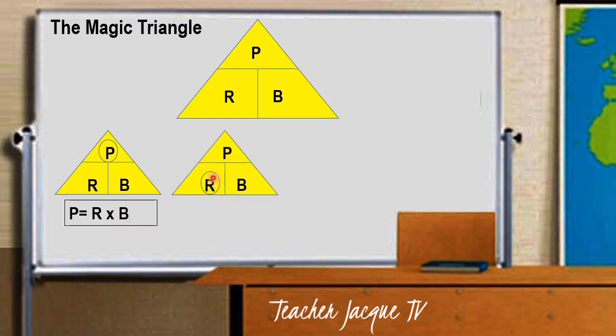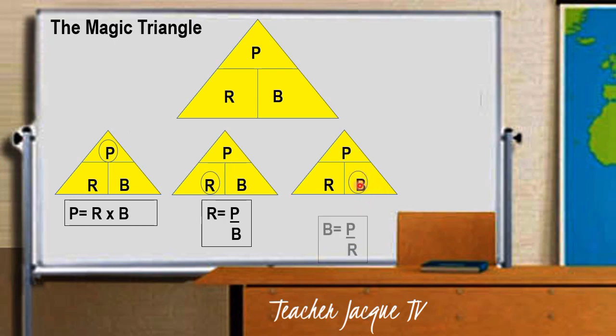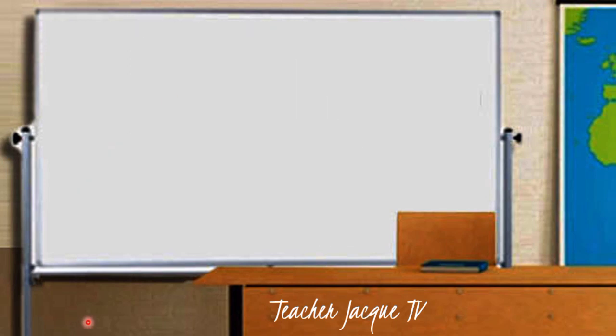If our rate is missing, our formula is P over B, or rate is equal to percentage divided by base. And then the last one, if our base is missing, our formula is percentage divided by rate, or B is equal to P over R. Now let's do the solving.